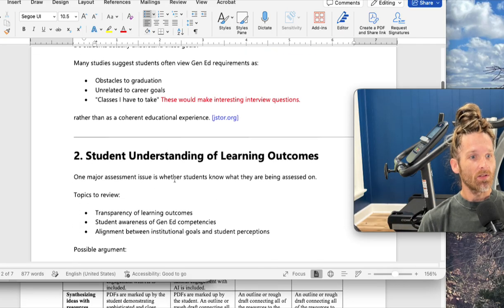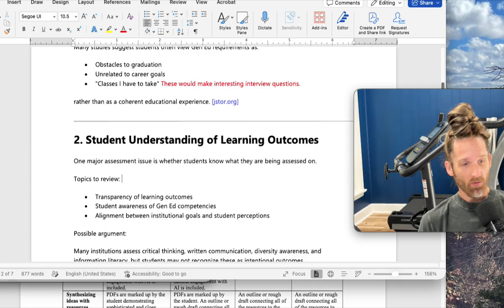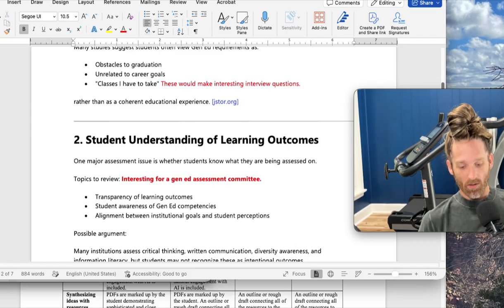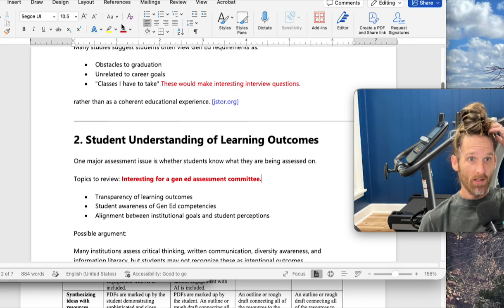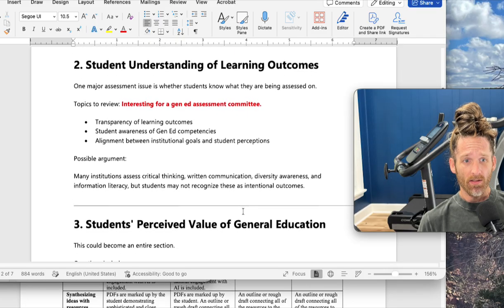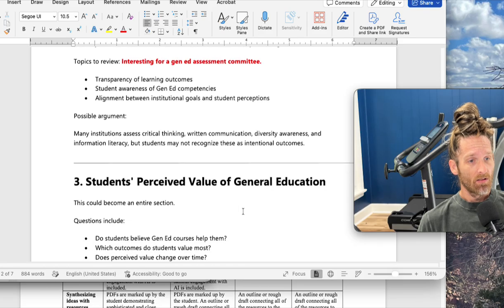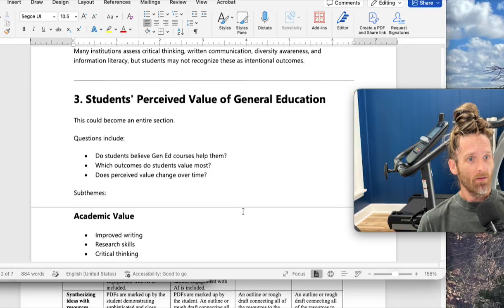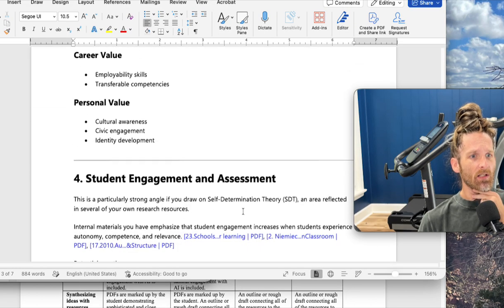Student understanding of learning outcomes. I think this would be interesting from a gen ed assessment committee. In other words, do students really understand what it is they're supposed to be learning and why, how it's being assessed? Many institutions assess critical thinking, blah, blah, blah, but students may not recognize these as the intentions. Okay. How valuable do students perceive it to be?